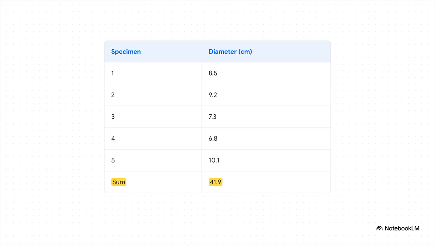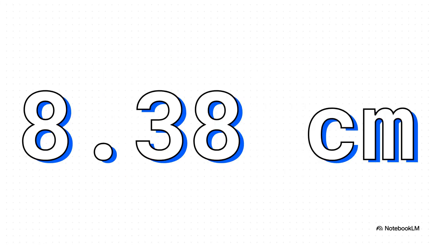Okay, so let's put this to the test. We've measured the caps of 5 different fungi, so we've got 5 different diameters. To find the mean, the very first thing we do is add them all together, which gives us a total of 41.9 centimeters. Next up, we take that sum, 41.9, and we divide it by the number of fungi we measured, which was 5. And there it is. We get our mean diameter, 8.38 centimeters. A nice, tidy, single number, job done.